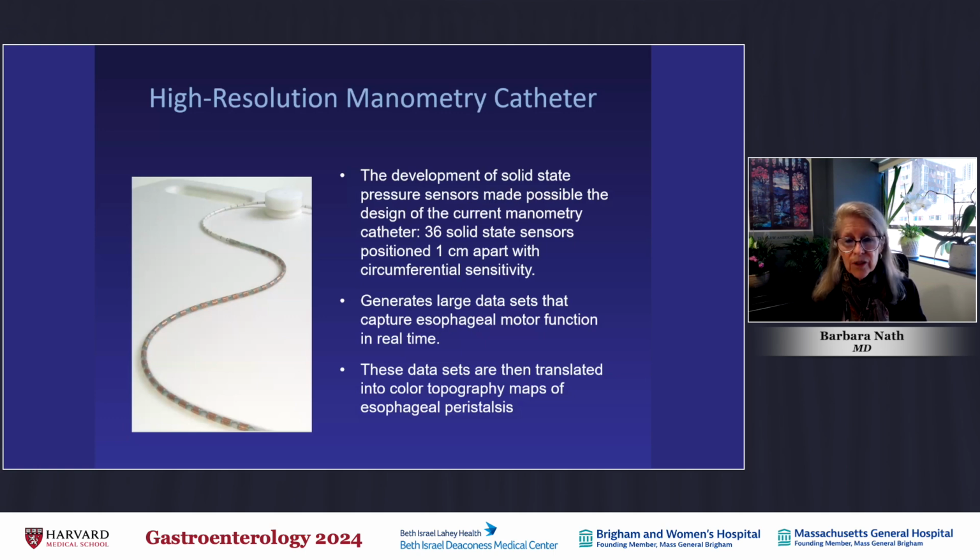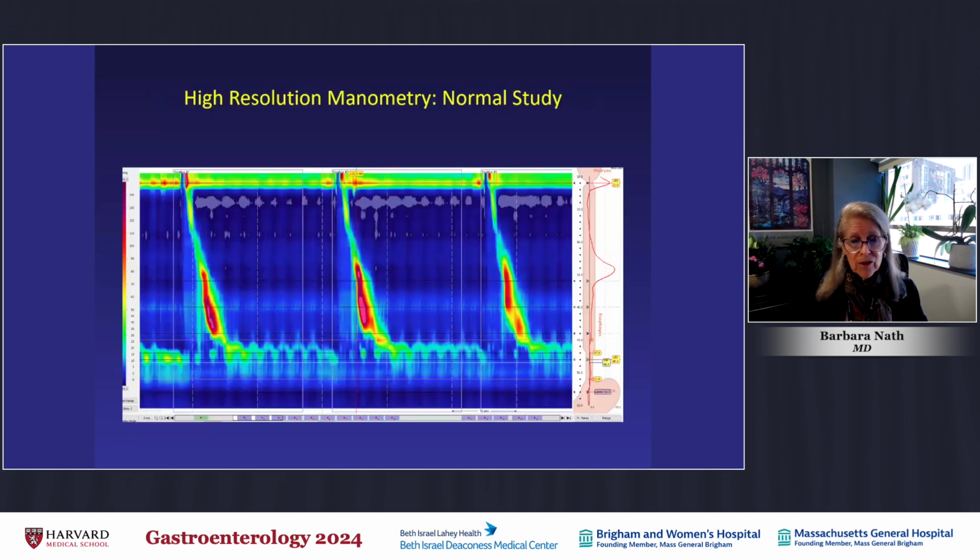So these 36 sensors that are sensing circumferentially generate a huge amount of data, and they basically capture esophageal motor function in real time. And these data sets are then translated into color topography plots, which are maps of esophageal peristalsis. And this is what you see. This is a normal study.